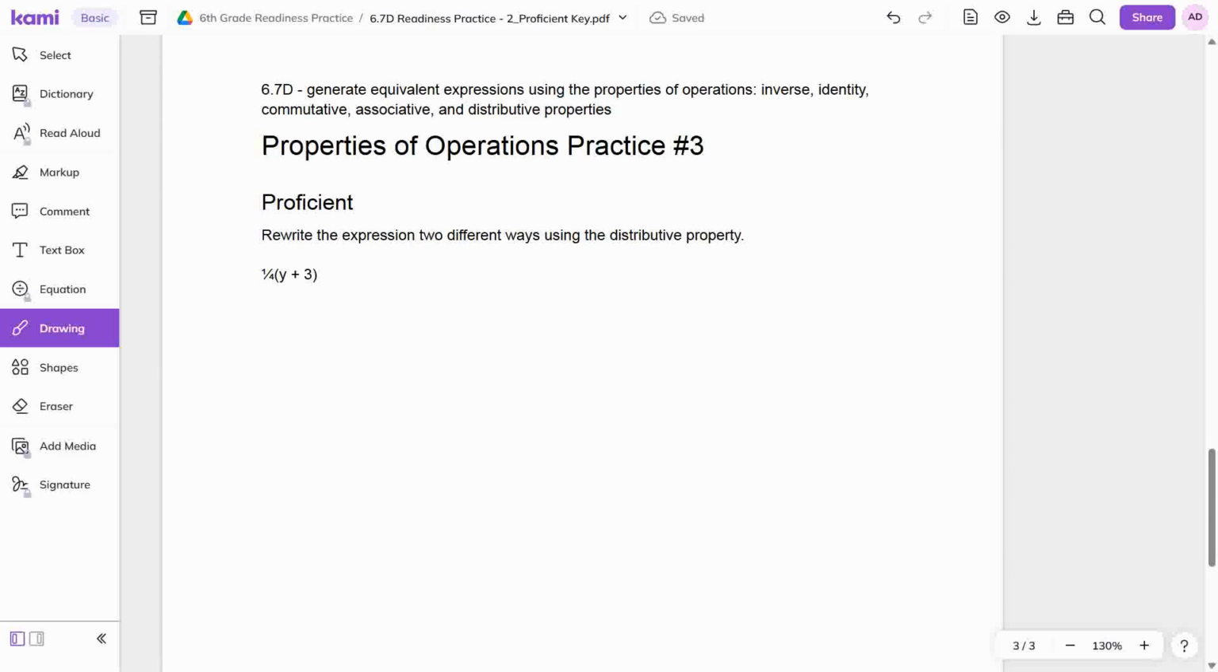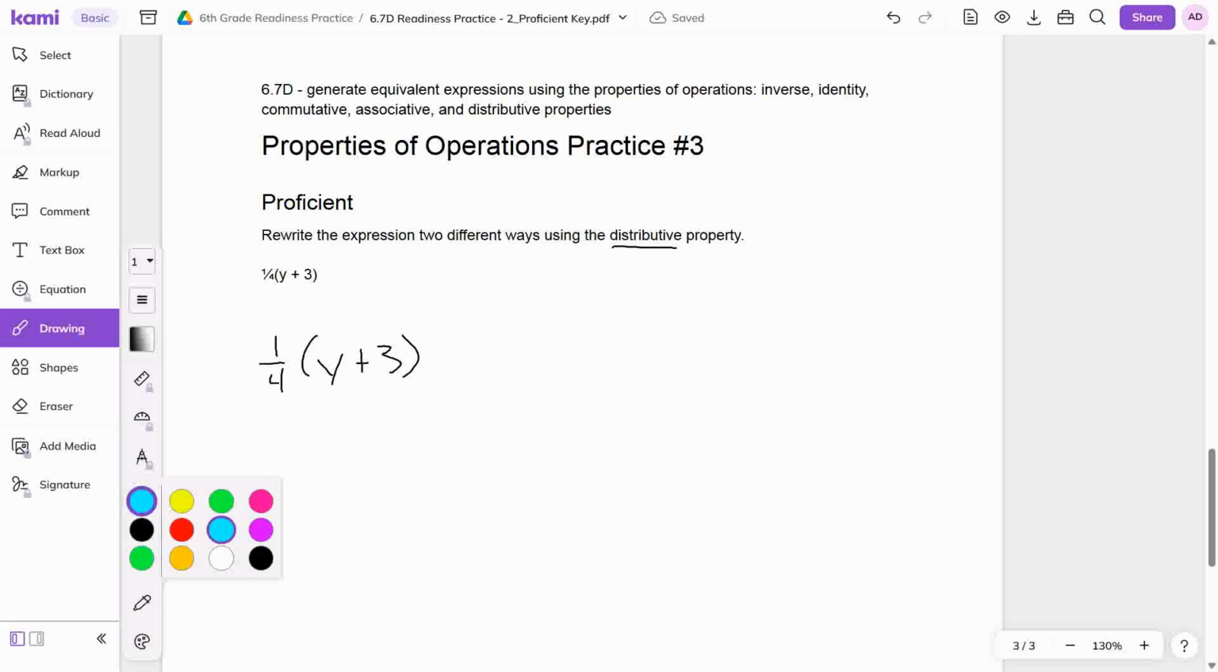So now I need to rewrite this expression two different ways, and specifically, let's use the distributive property. All right, so let's start with 1/4 (y + 3). What the distributive property means is I'm just going to take this 1/4 multiplied by the y, and 1/4 multiplied by the 3. Seems pretty straightforward. How can I get two different ways to write this expression? Well, the challenge comes with the fact that I have a leading number. That 1/4 is called the coefficient. That's a fraction. So representing fractions, that's where I get to be a little bit different.